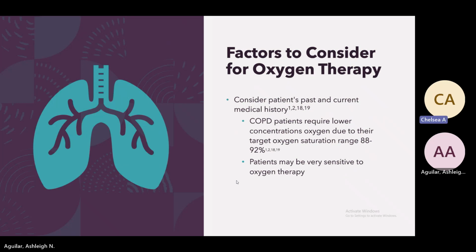So some factors to consider for oxygen therapy. We need to make sure that we consider the patient's past and current medical history. An example for that is our COPD patients. They require lower concentrations of oxygen due to their target oxygen saturation range, which is 88 to 92%. And so we need to make sure that we give them the right amount of oxygen due to their sensitivity to it, and also other patients who may be very sensitive to oxygen therapy.